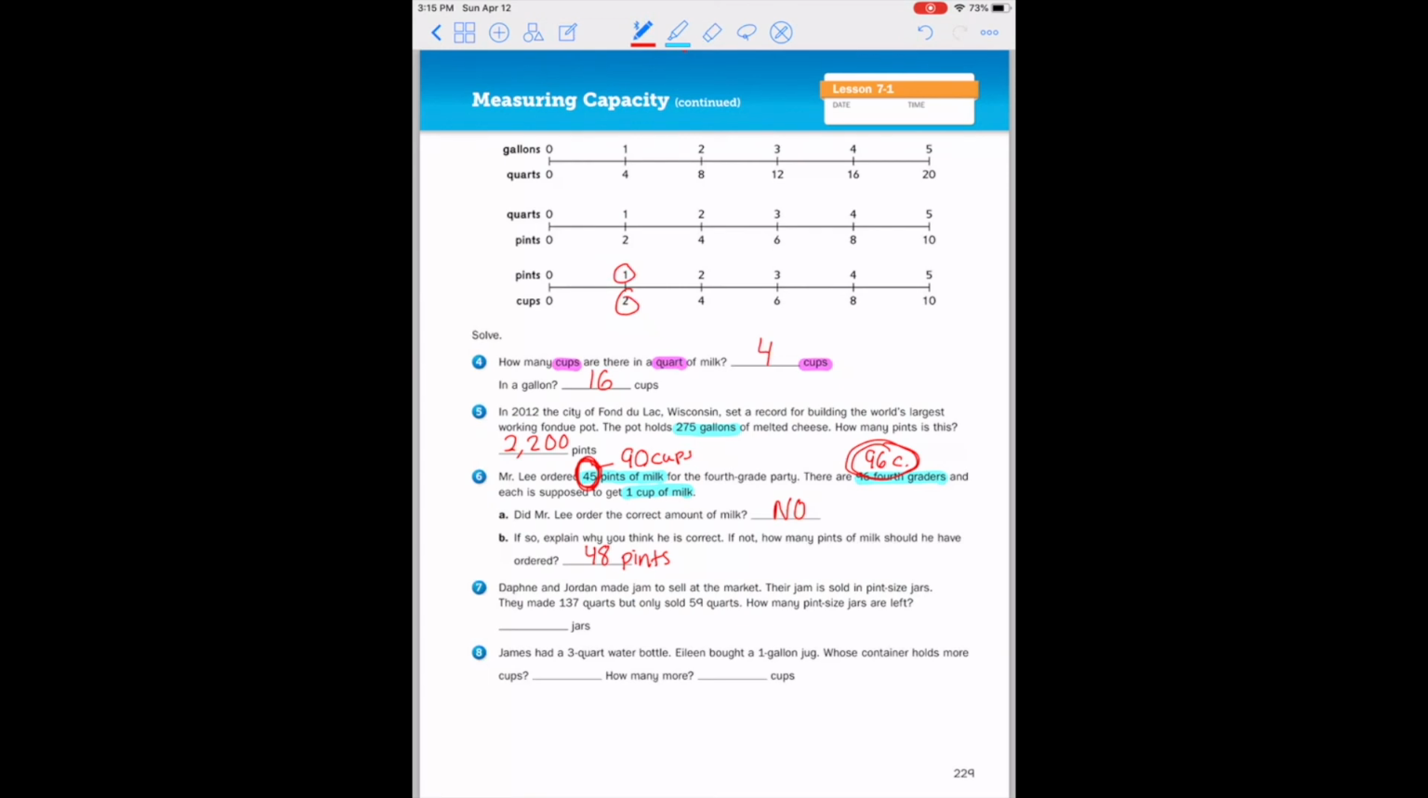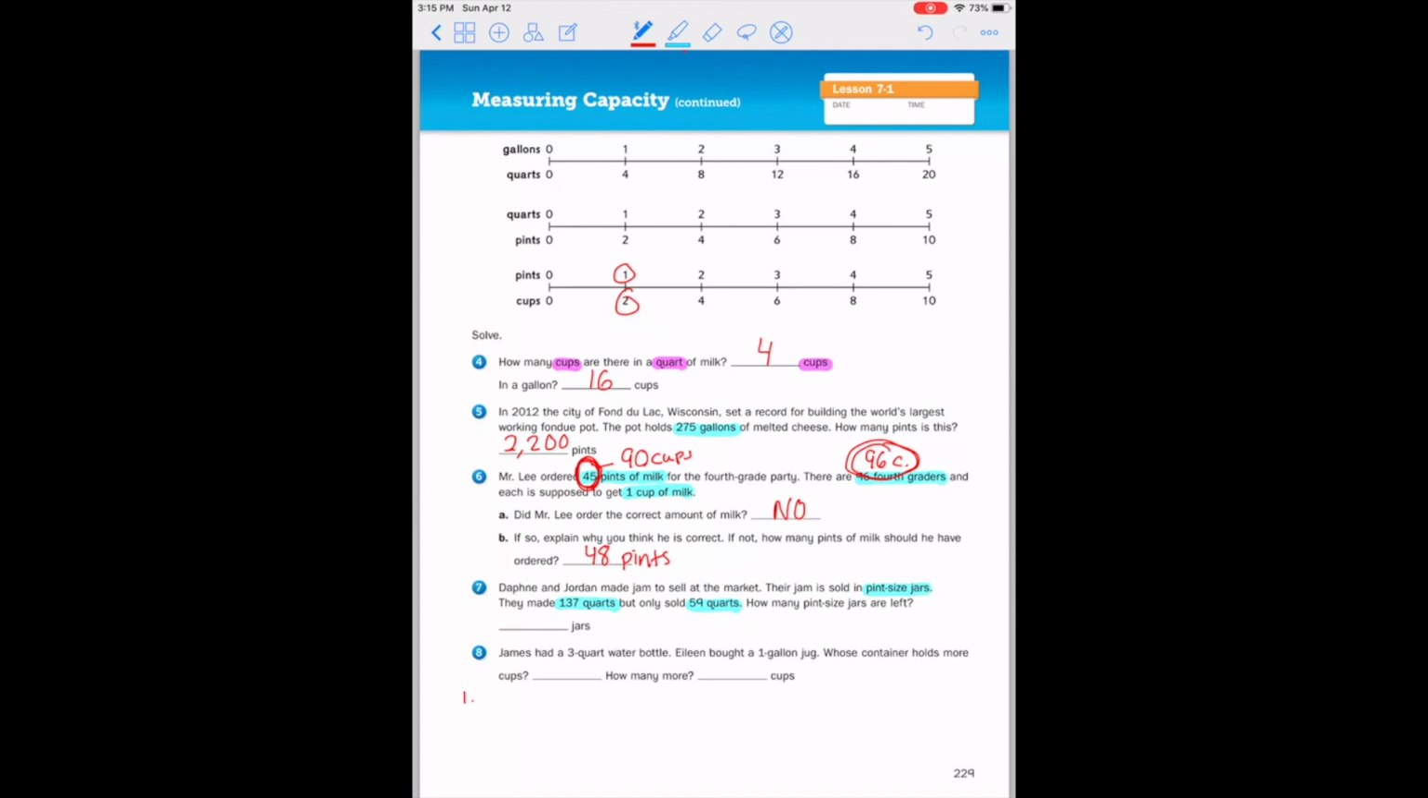Okay, number 7. Daphne and Jordan made jam to sell at the market. Their jam is sold in pint-sized jars. They made 137 quarts, but only sold 59 quarts. How many pint-sized jars are left? So this is a multi-step problem. First, and I'm going to work down here.